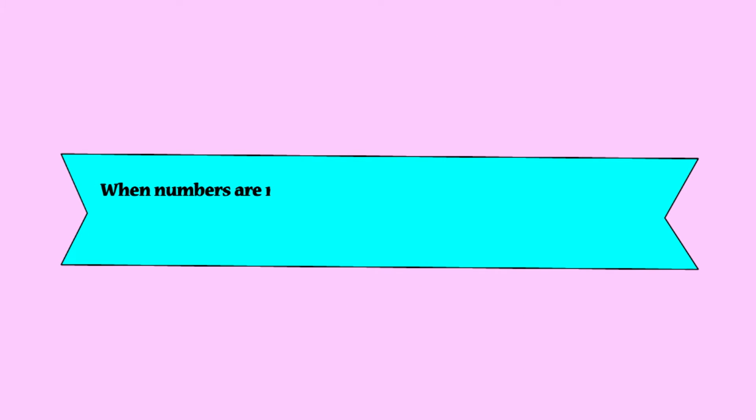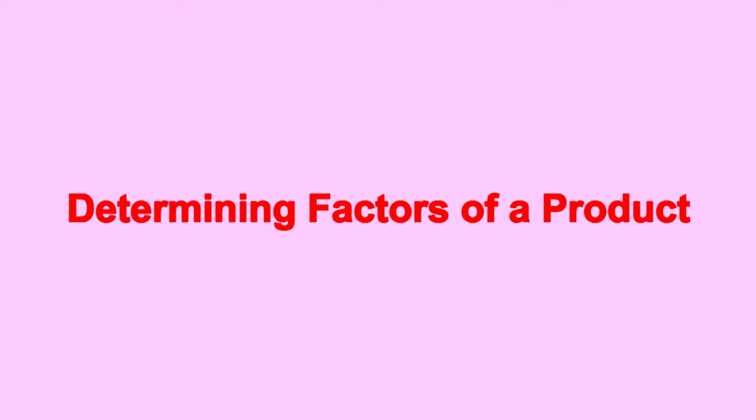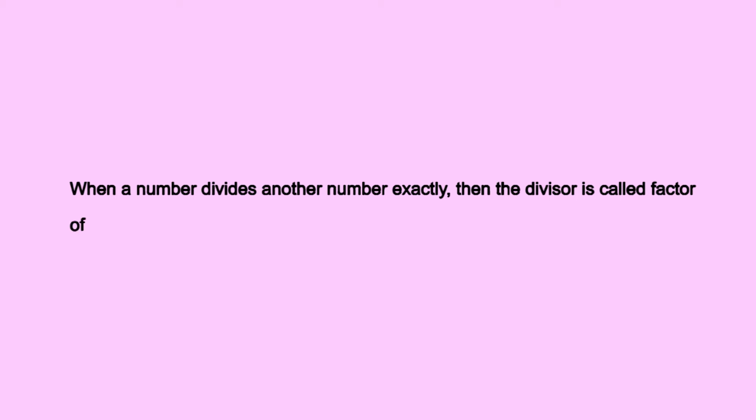When numbers are multiplied, they give the product. Each number which is multiplied is the factor of the product. Determining factors of a product. When a number divides another number exactly, then the divisor is called factor of the dividend.